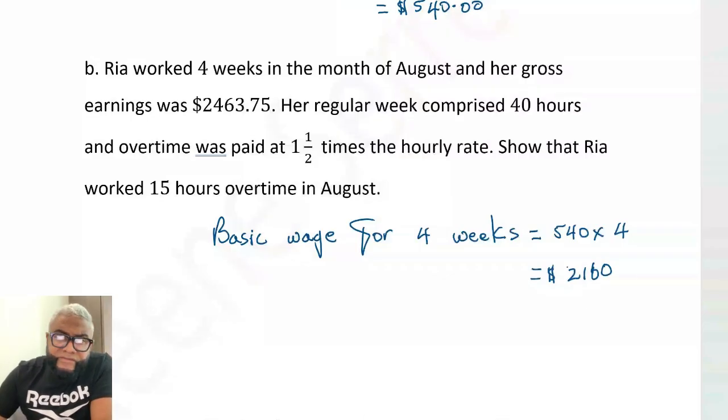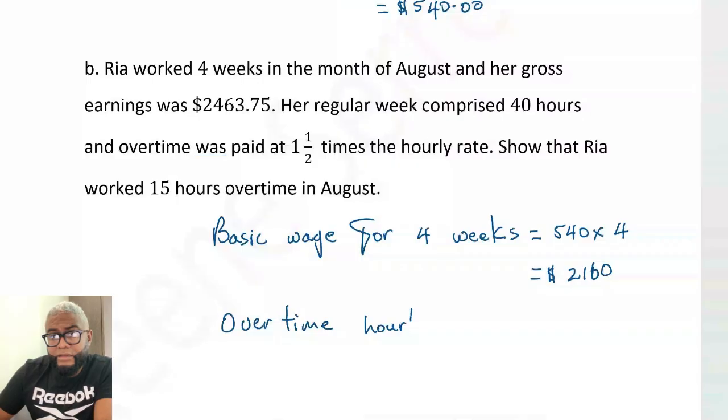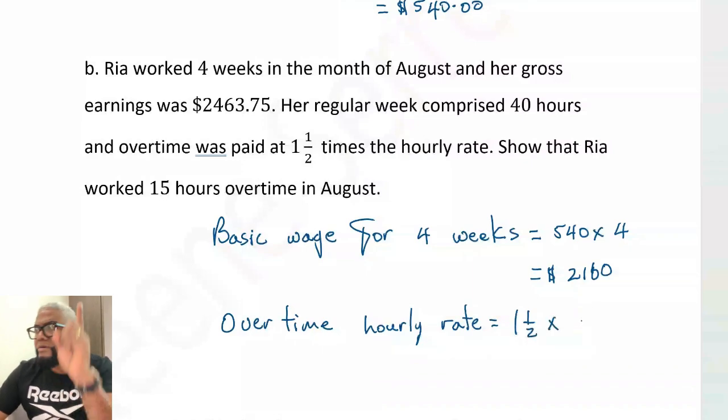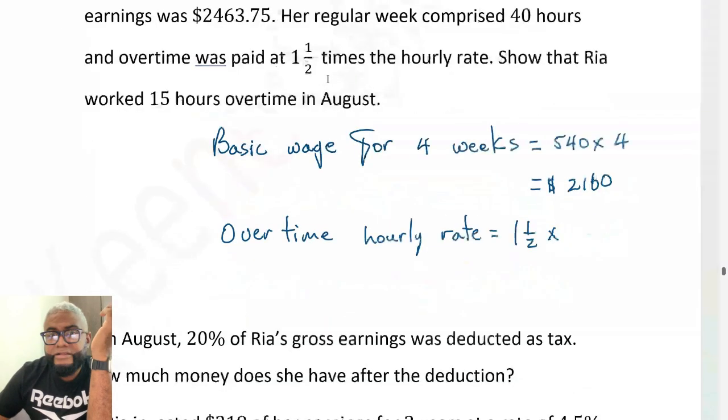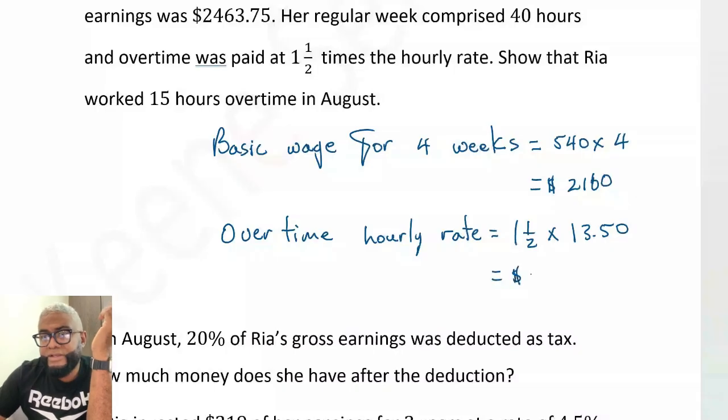Now, they said her regular week comprised of 40 hours and overtime is paid at time and a half. Let's find the overtime hourly rate. It is 1.5 times the basic hourly rate. What was it above? Anybody have it down? 13.50, right? So 1.5 times 13.50. What are we getting here? 20.25. Did you all get that? 20.25.